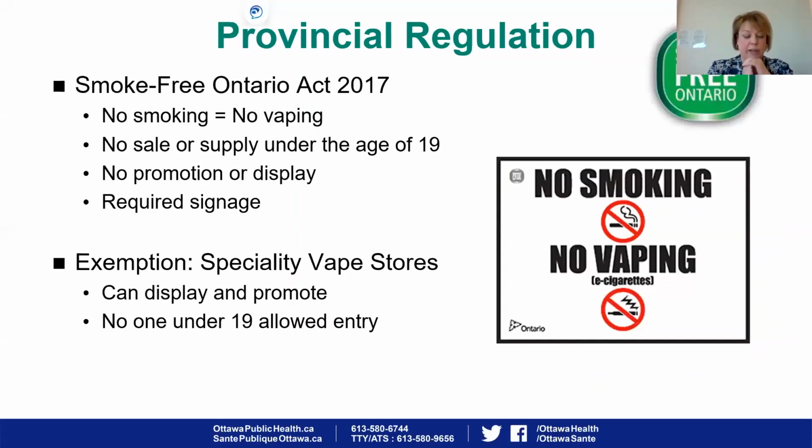In Ontario, we have the Smoke-Free Ontario Act, which prohibits the use of e-cigarettes in all the same areas where tobacco smoking is already banned. That means no smoking or vaping where smoking tobacco is prohibited. It's also against the law to give or sell vaping products to youth under the age of 19. Also, the promotion and display of vaping products in convenience stores is prohibited, and that's a new regulation that just began this year in January. The exemption is specialty vape shops where no one under the age of 19 is allowed entry, but they are allowed to display and promote vaping products in these shops.